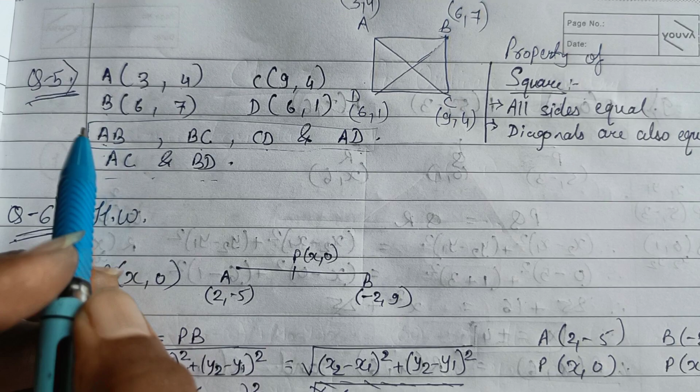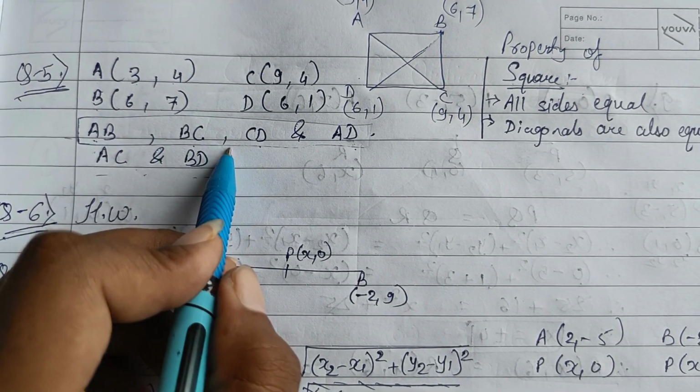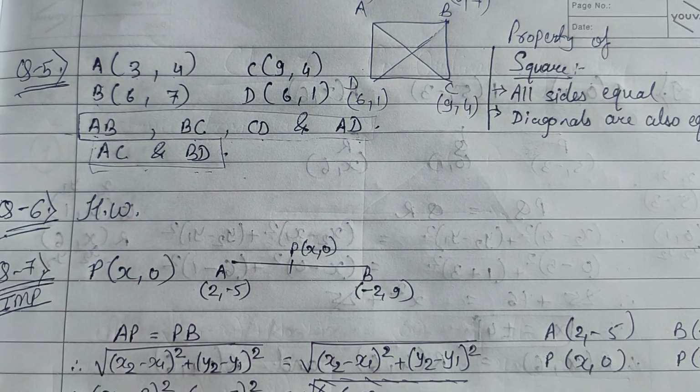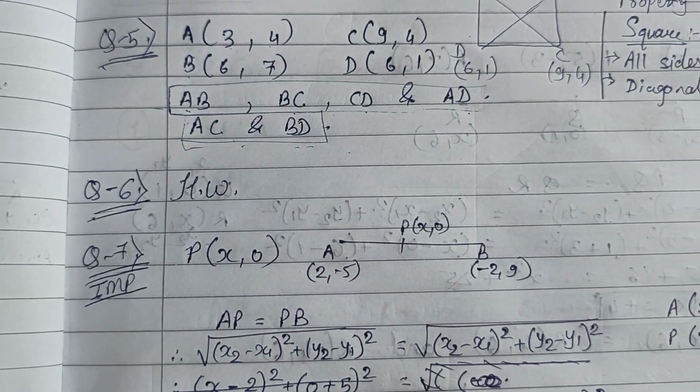This way you will check your square. If these sides come out equal, then find the diagonals. If the diagonals are also equal, then this is your square. You have to do this sum. I am not solving this.